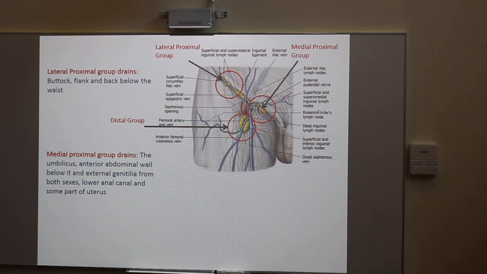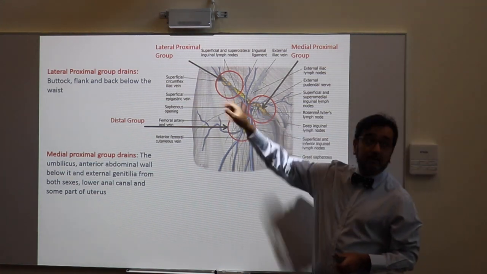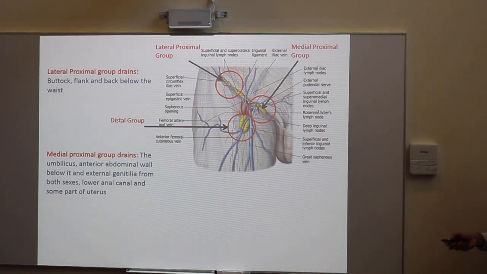lymph nodes. The lateral proximal group is draining the buttock, flank, and back below the waist. So it is basically draining the buttock, the flank, and the skin at the back below the waistline. This skin at the back below the waistline, buttock, and the flank is drained by the lateral proximal group of lymph nodes.